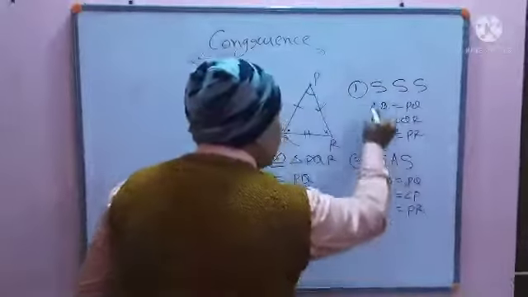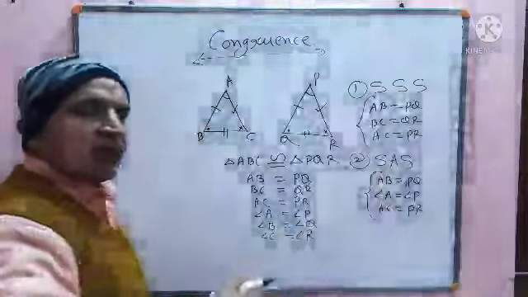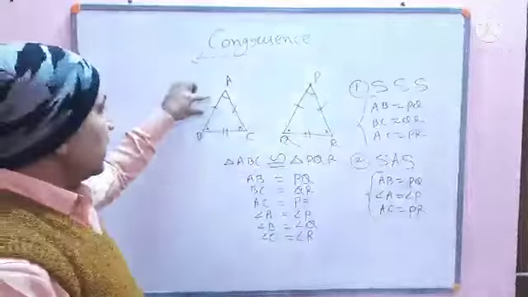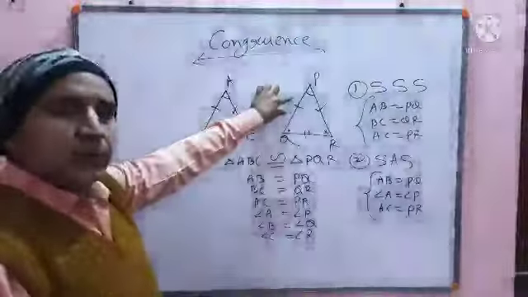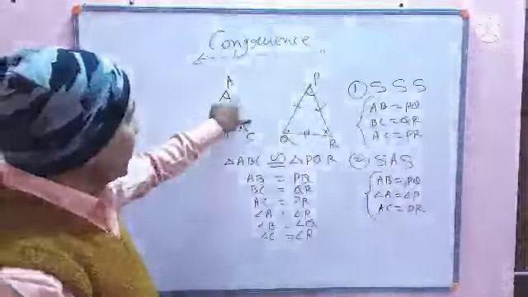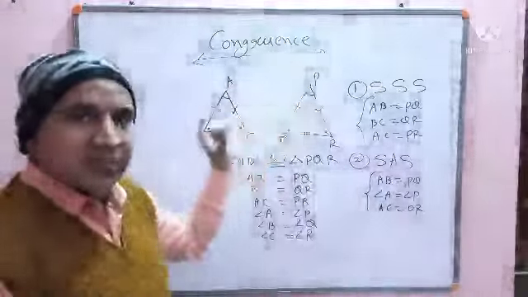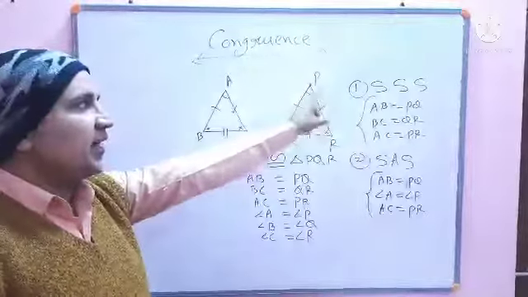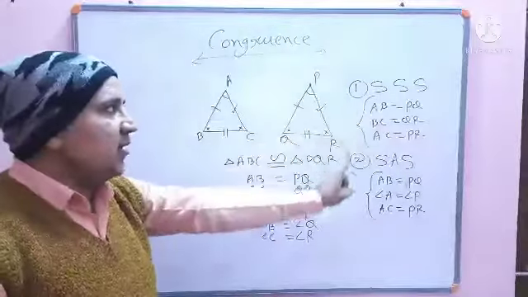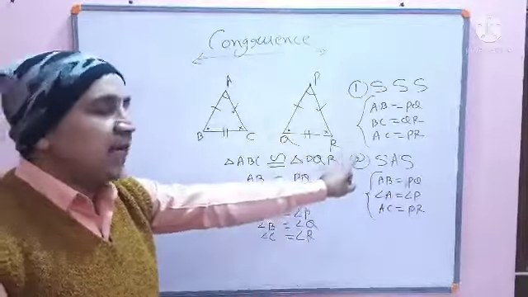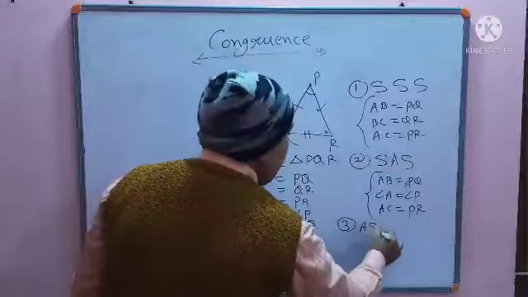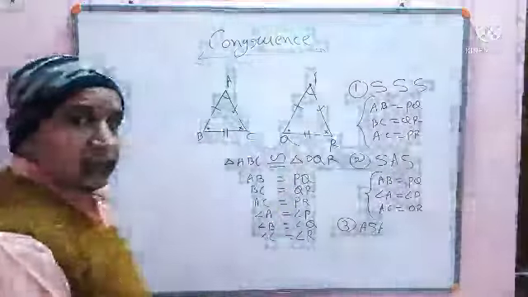These criteria must be in the proper order. That is why they are called corresponding parts. Corresponding to AB, PQ is there. Corresponding to AC, PR is there. So this is the second criteria. The first criteria is side, side, side. The second criteria is side, angle, side. The third criteria is angle, side, angle.